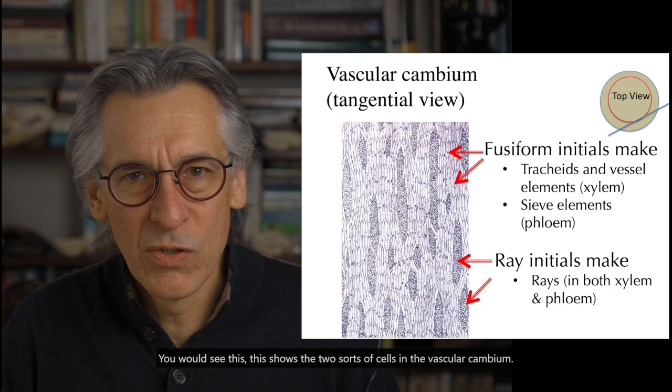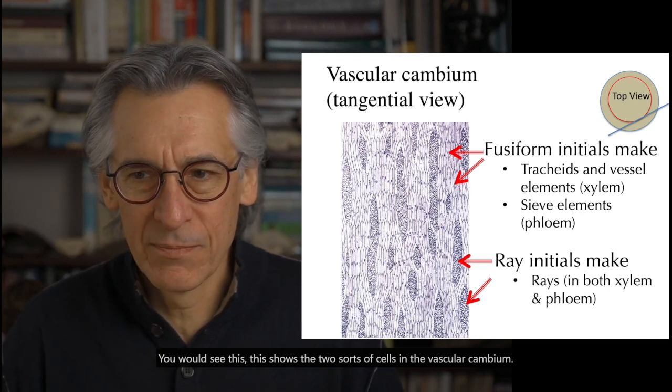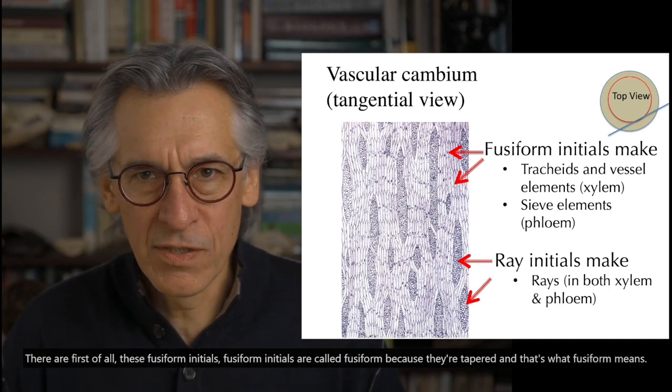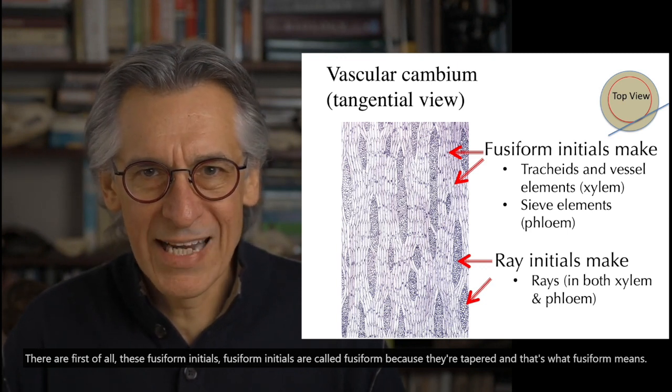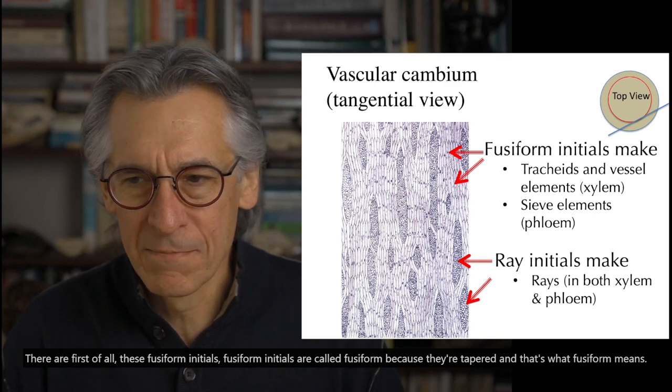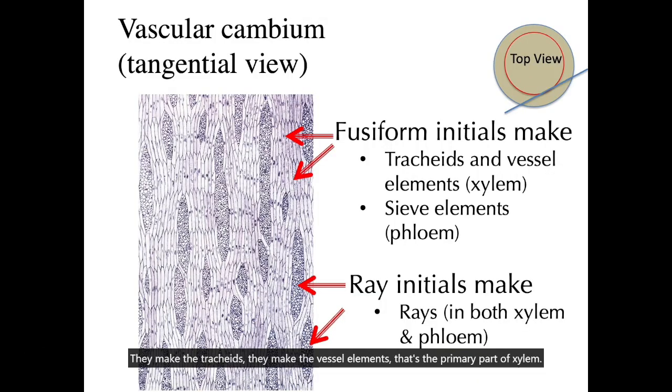This shows the two sorts of cells in a vascular cambium. There are, first of all, these fusiform initials. Fusiform initials are called fusiform because they're tapered, and that's what fusiform means. They make the tracheids, they make the vessel elements. That's the primary part of xylem. They also make the sieve tube elements, the primary part of phloem. So these are produced to the inside if they are xylem or to the outside if they are phloem. These produce those cells to the inside and to the outside.